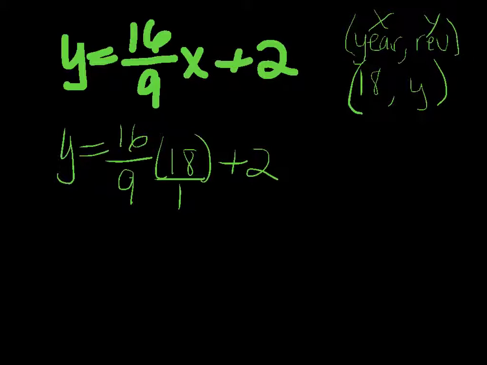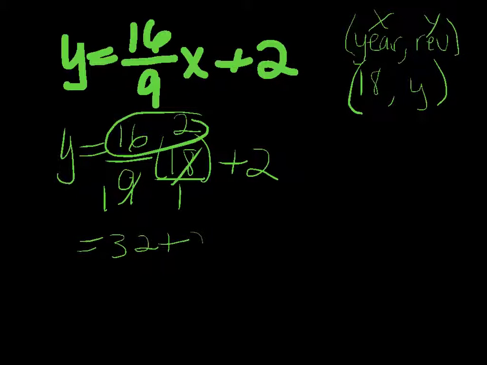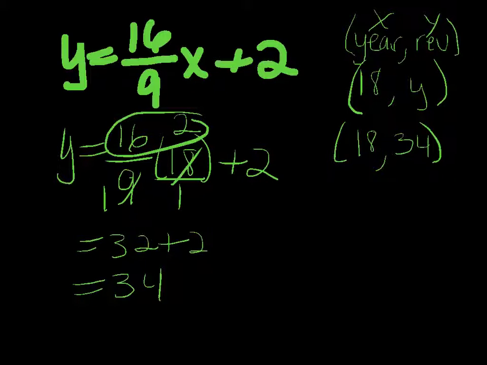I did 18, so it can be nice and easy. I cancel my 9. 9 went into 9 one time, 9 goes into 18 2. So now I have 16 times 2, which is 32, plus 2 gives me 34. So my projection is, in the year 2018, there'd be $34 million in revenue. Okay. All right. You can also do it in a year on the graph.